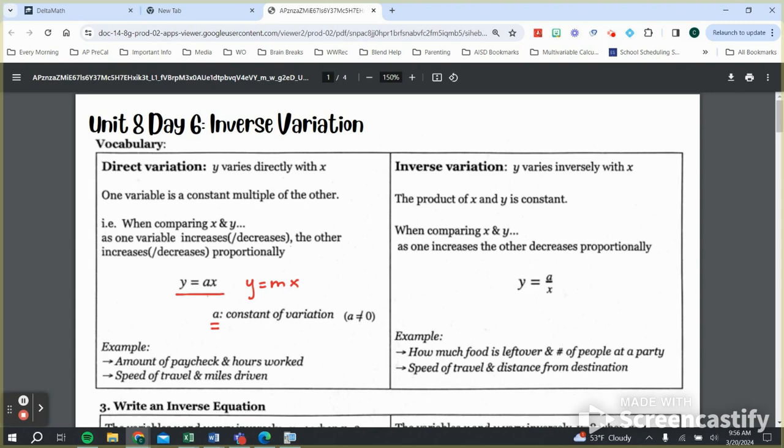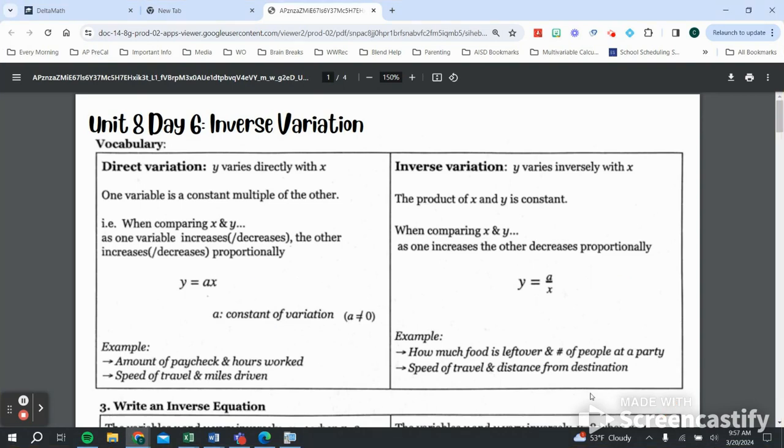The product of x and y is constant. All right, so that means that if I wanted to get the constant of variation, if I wanted to get a, I would have to multiply the x and the y together. Over here with direct variation, in order to get the a, we would have to divide the y and the x to solve for a. So they are related to each other. They are inverses of each other. And we're going to be looking at how to use these two equations to answer questions.